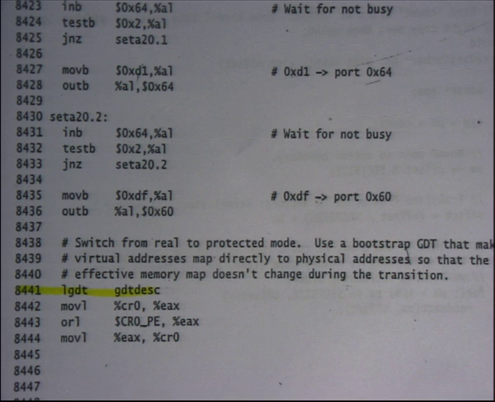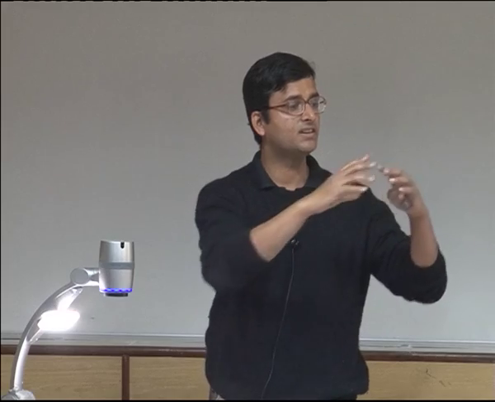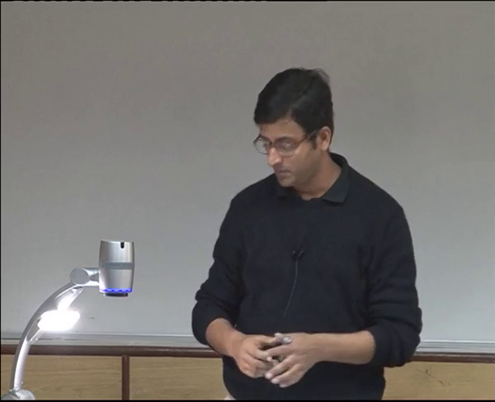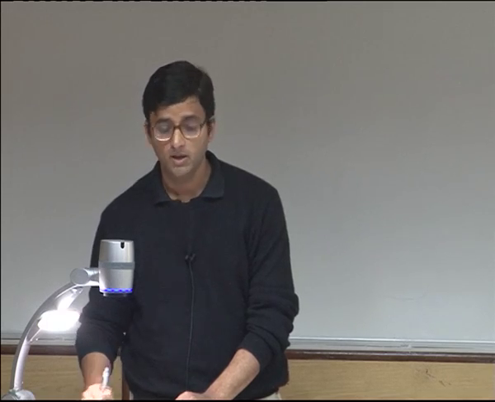LGDT gdtdesc. What am I doing? I want to load a global descriptor table, and notice that this LGDT instruction is actually a 32-bit instruction, right? It's not a 16-bit instruction, because in 16-bit there was no GDT. In 16-bit, segmentation was just multiplying the segment selector by something and that's it. The GDT is only in protected mode, and so what I'm going to do in the next 4 lines is basically switch to 32-bit mode, right? But before I switch to 32-bit mode, I need to set up my GDT and all these things, so that when I switch to it, it knows exactly where I'm standing and all that, right?